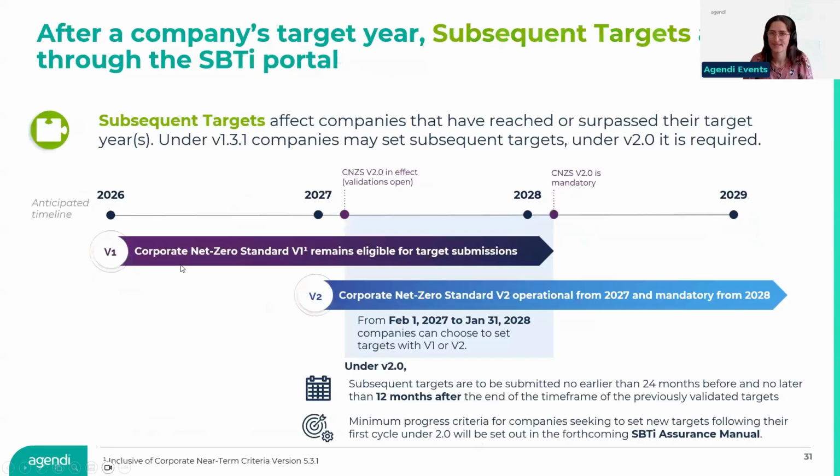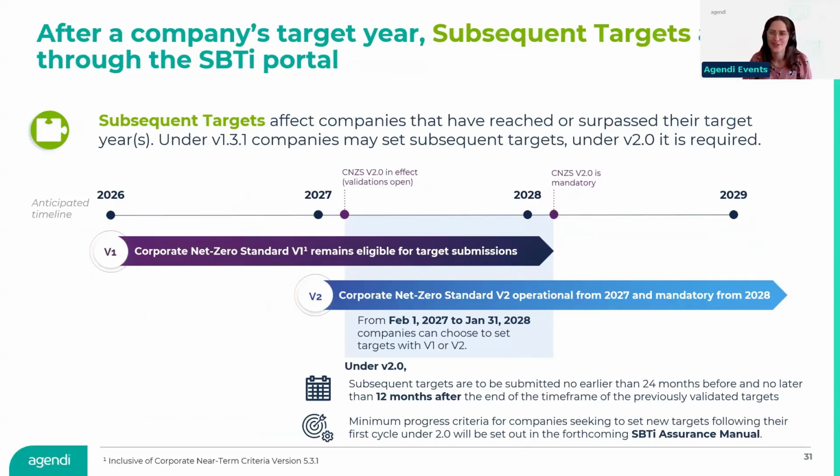Great. Okay. Lastly, if companies have reached or surpassed their target year, they have the option under V1.3.1 to set subsequent targets. This visual is just a duplicate of what Kyra had shared earlier, reiterating the same timeline for when V1 and V2 are applicable.